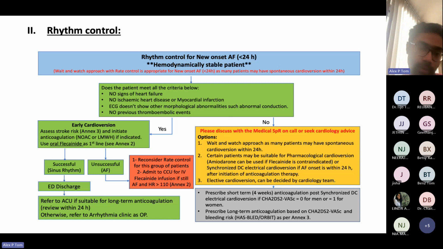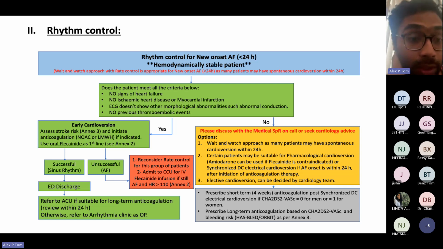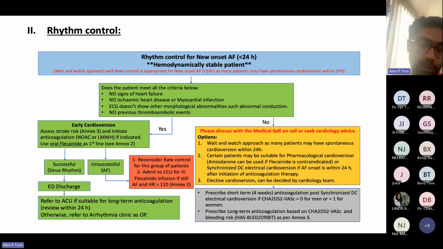In some patients, if you're not going down the pharmacological way of reverting the rhythm, the other option is elective cardioversion. For that, it's better to involve your seniors in planning the cardioversion. In all these things, just remember you need to anticoagulate the patient before changing the rhythm, before cardioverting or before doing a rhythm control. That's the most important thing that I want you guys to take away from this slide.